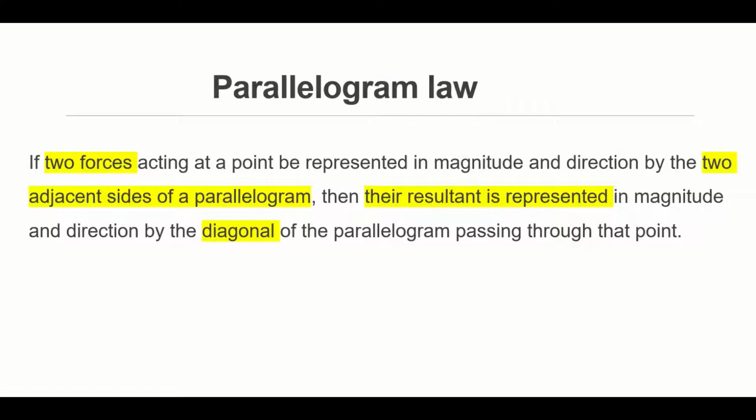If two forces acting at a point be represented in magnitude and direction by two adjacent sides of a parallelogram, then their resultant, that is the resultant of two forces, can be represented in magnitude and direction by the diagonal of the parallelogram passing through that point. This is what you need to write. I will explain it in the next slide.